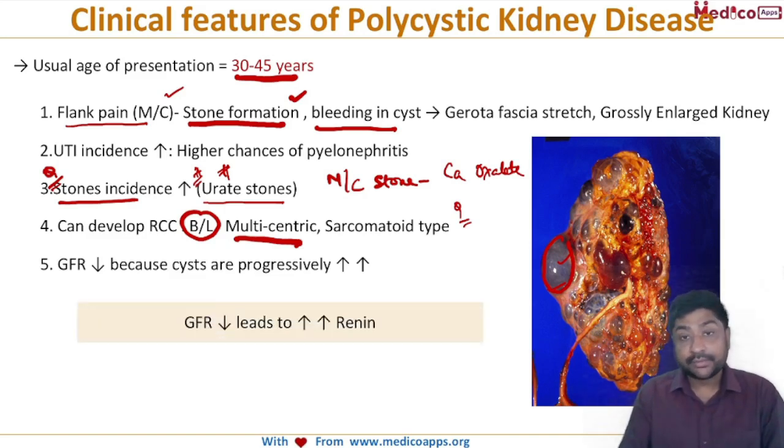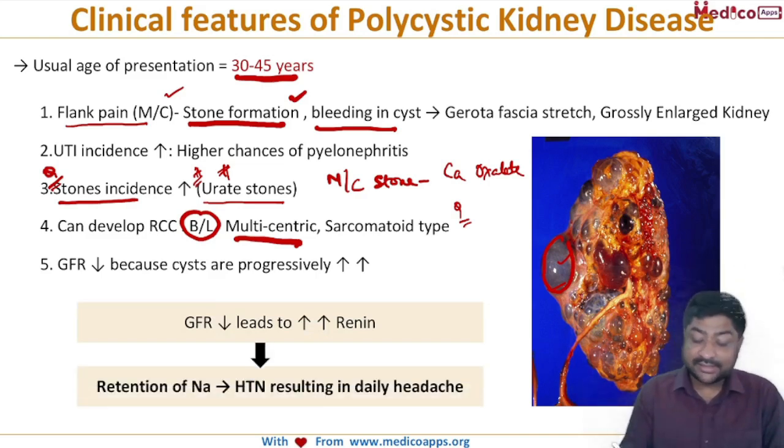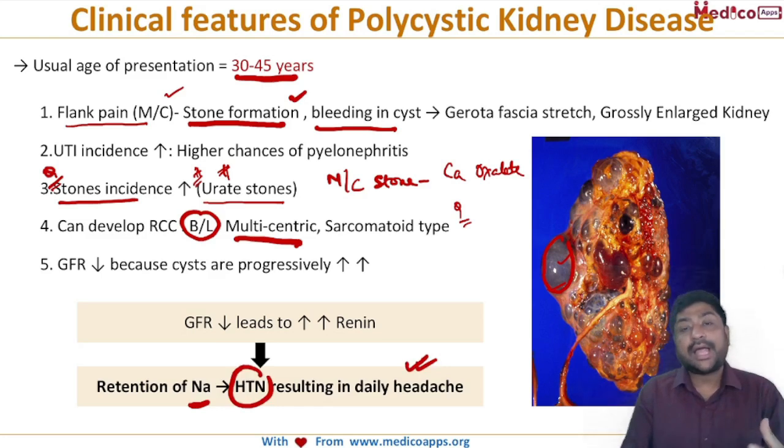increase the renin. Okay, because the GFR is decreasing, renin will increase, and this increase in renin will cause retention of sodium, leading to hypertension and all the hypertension related symptoms. Especially, they may present with a daily headache. So these are the general clinical symptoms which you will see in your polycystic kidney disease patients.